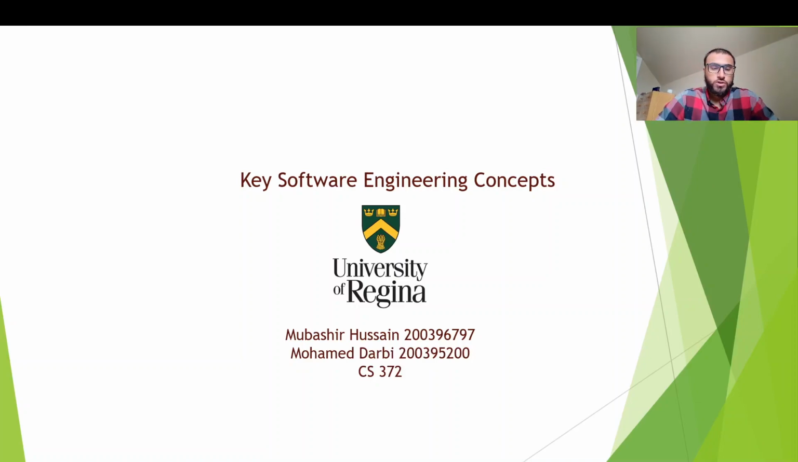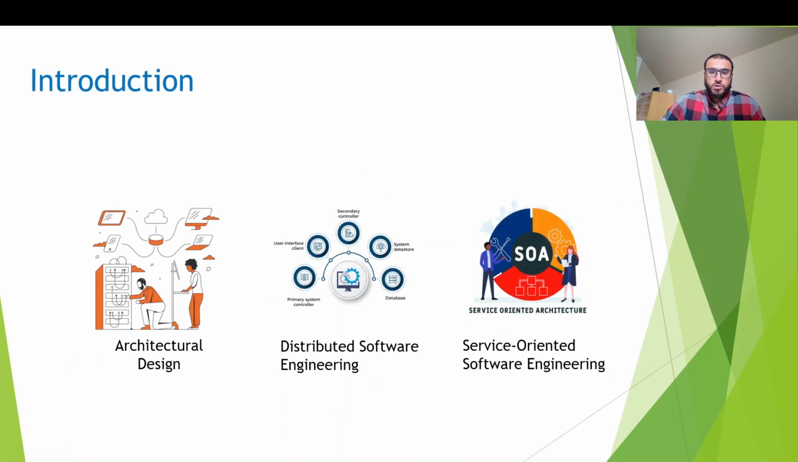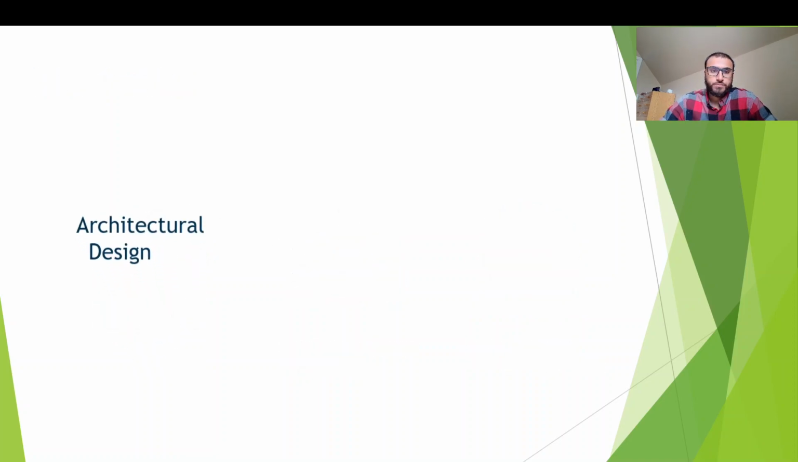So this is our presentation for CS372, and the main topic of discussion is going to be the key software engineering concepts. There's going to be three main things that we're going to cover over these slides. The first one being the importance of architectural design, distributed software engineering, and service-oriented software engineering, and how important they are as concepts.